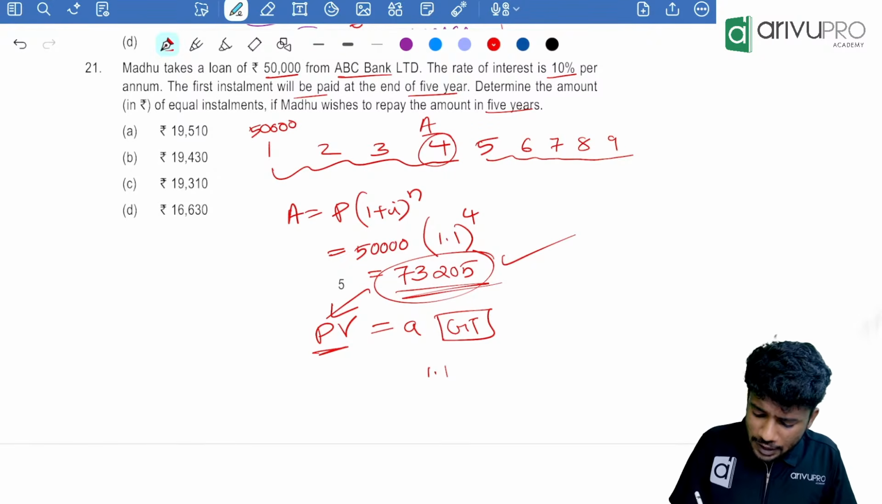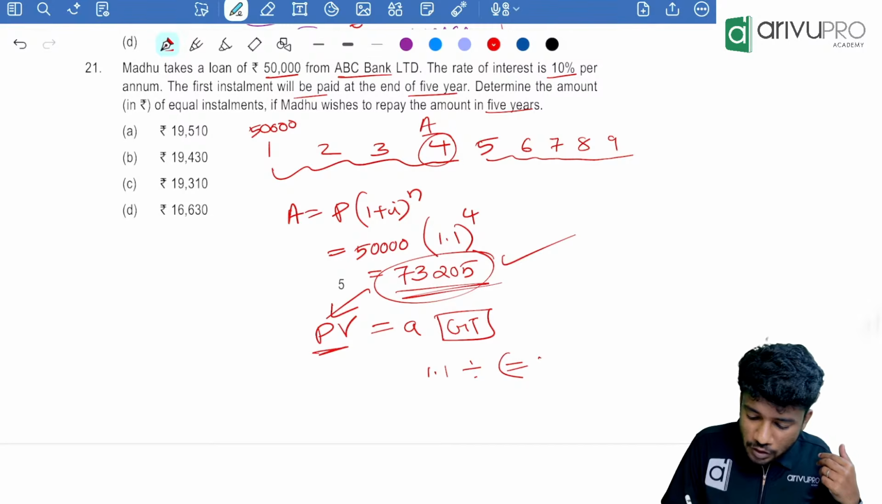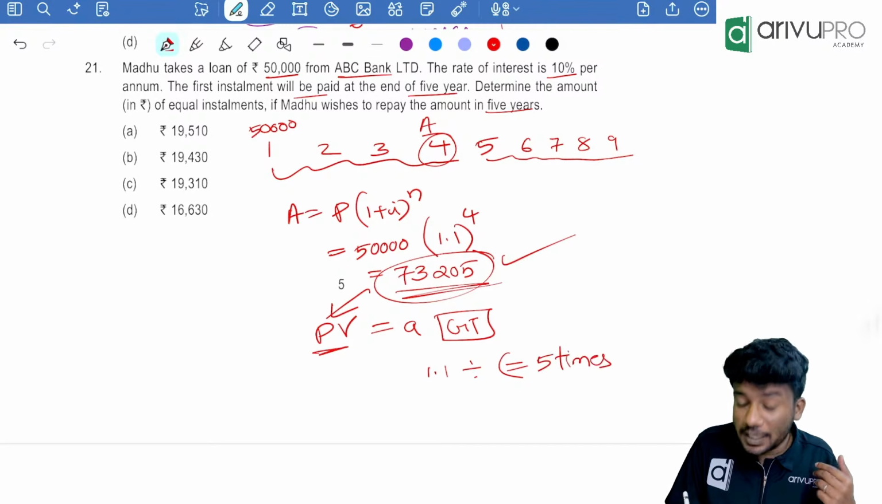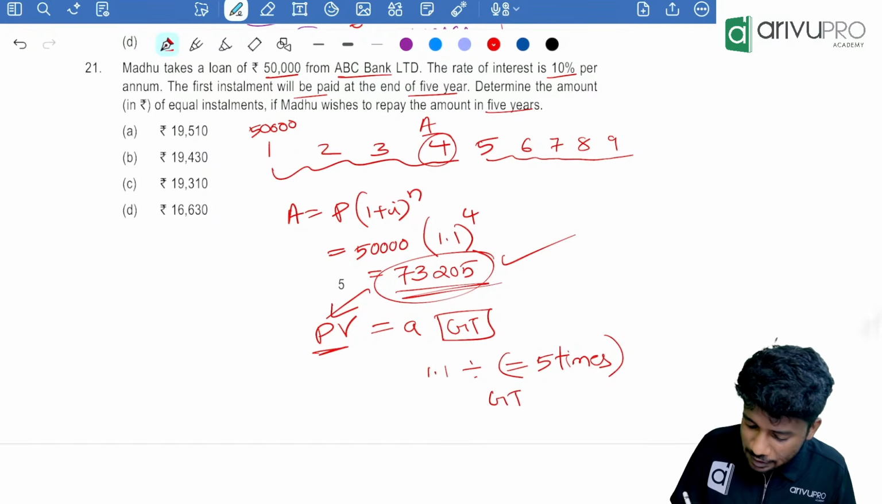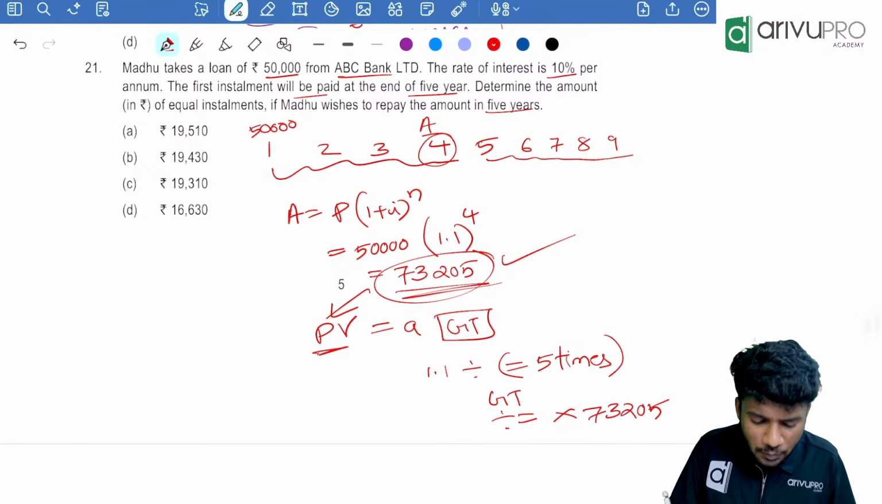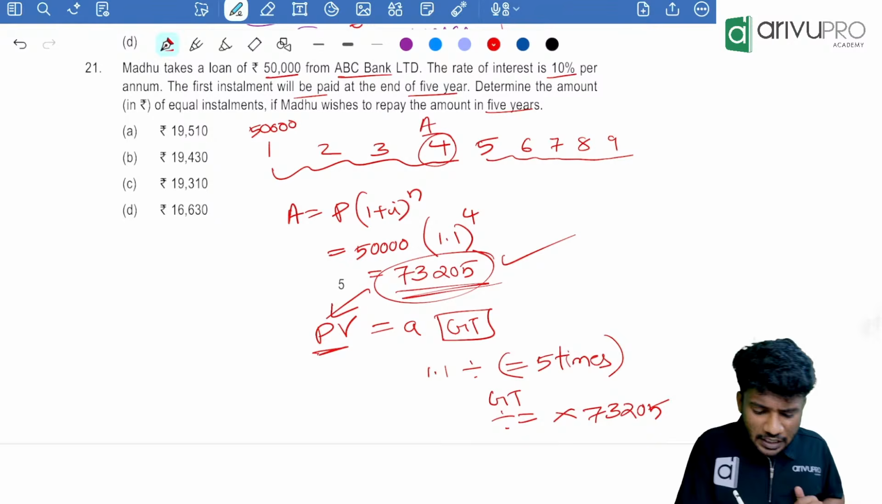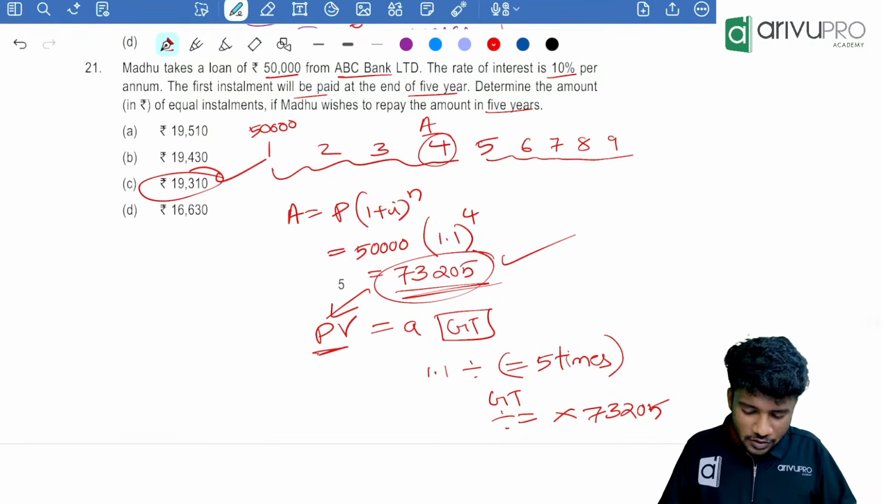So how to go about that? 1.1 divide equal to, you should click 5 times, because I am going to pay back in 5 equal installments. Then click GT, then click divide equal to, then multiply it with PV. How much is PV? 73205. How much is the final answer everyone is getting? Are you getting 19,310? That will be the answer.